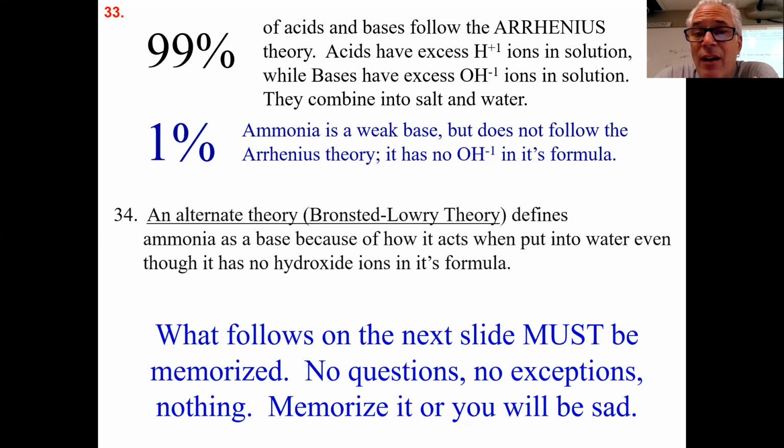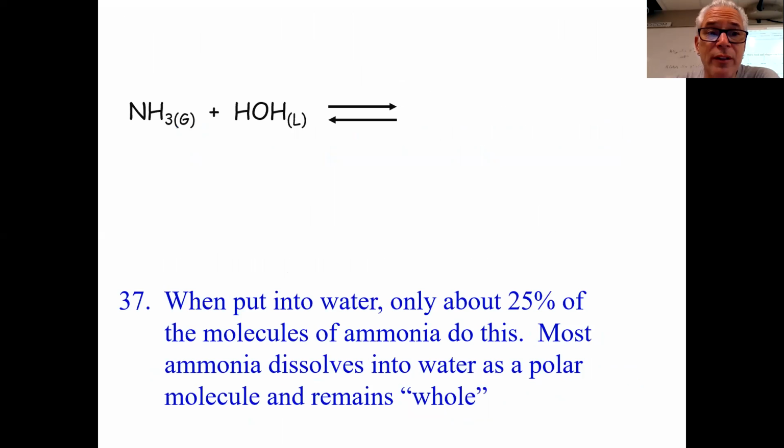It has no hydroxides. The formula is NH3. We have what's called an alternate theory. It has a name. You don't have to worry about that. The alternate theory defines ammonia as the base because of how it acts. Now, what's on this next slide is also in the flashcards. You must absolutely memorize this. It's that important. So this is what we have.